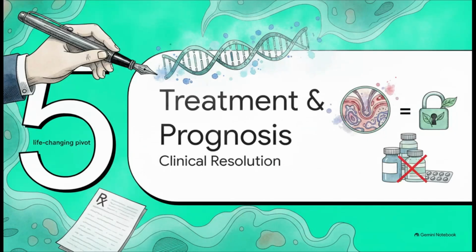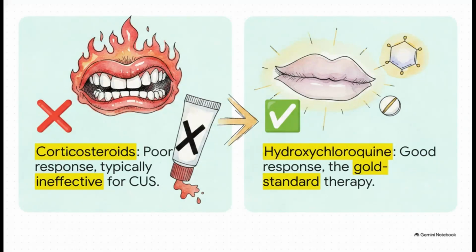Section 5. Treatment and Prognosis. The Clinical Resolution. Okay, let's get into the treatment phase, which is where nailing the definitive diagnosis of CUS dictates a major, life-changing pivot in your prescription pad. And this brings us to the ultimate diagnostic trap. Normally, when you see a fiery red, immune-mediated oral lesion, your first instinct as a clinician is to just throw high-potency topical or systemic corticosteroids at it. But with CUS, the response to steroids is notoriously poor. They are typically totally ineffective.